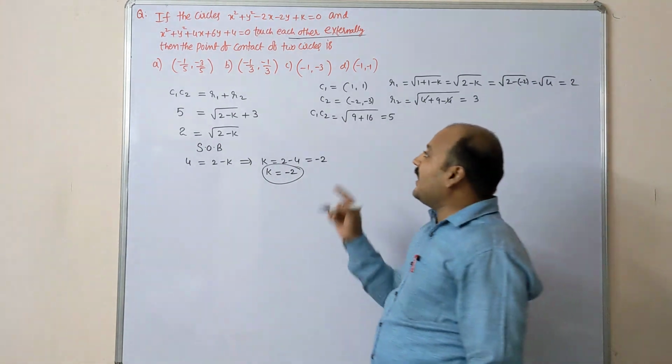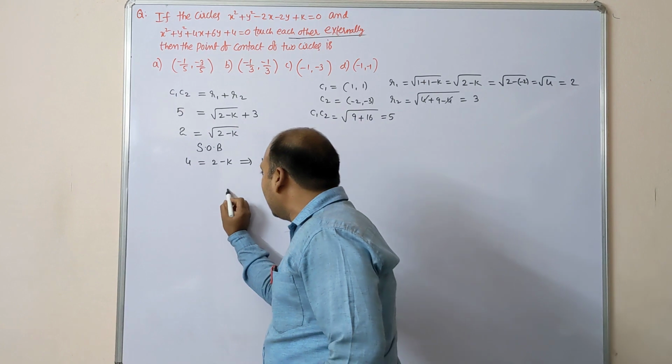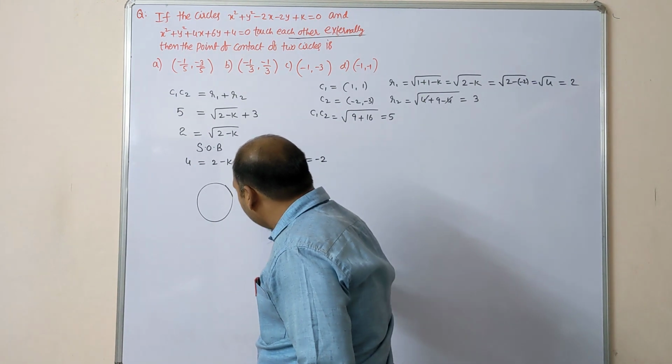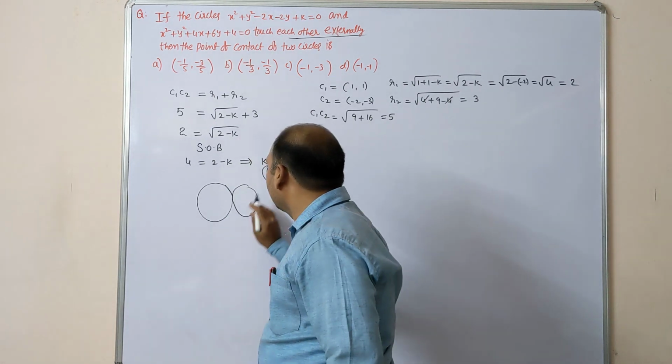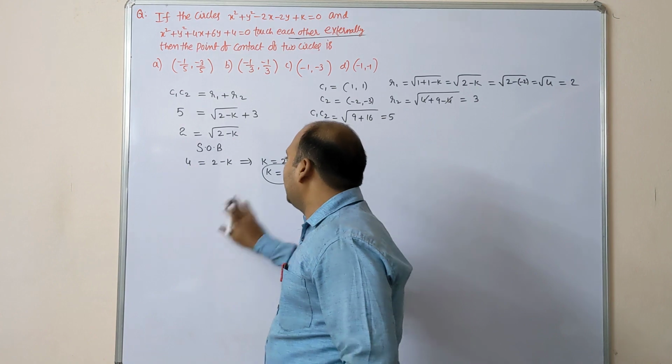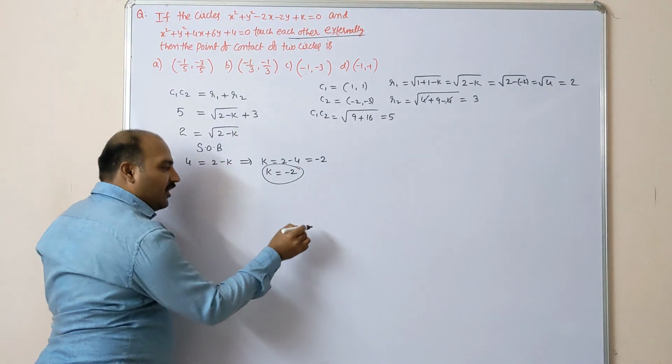Circles touch each other externally, so the figure will come like this, dear students. This is the circle. At a time if you draw, it will come easily, correctly it will come. See, this is the way.